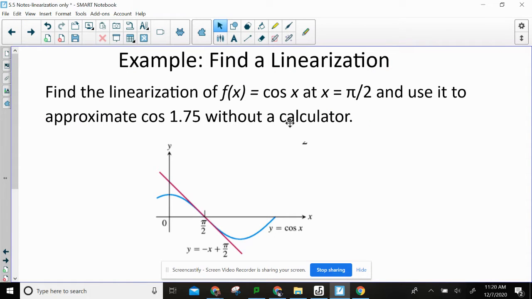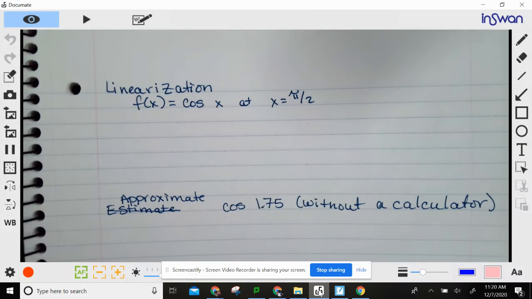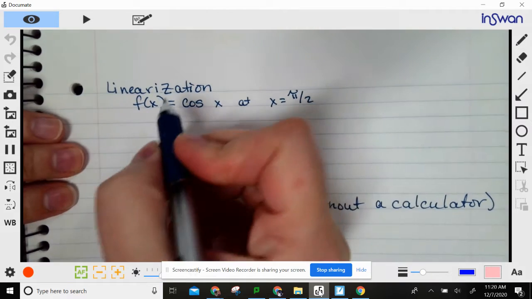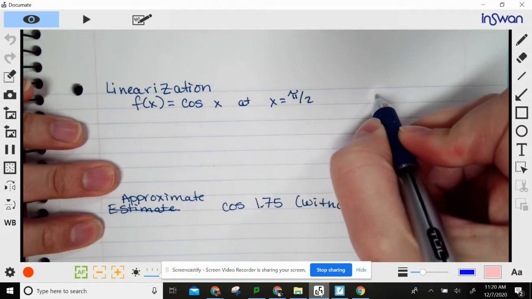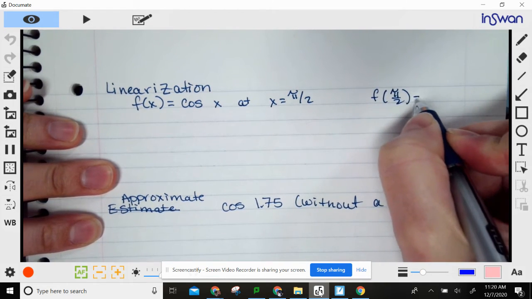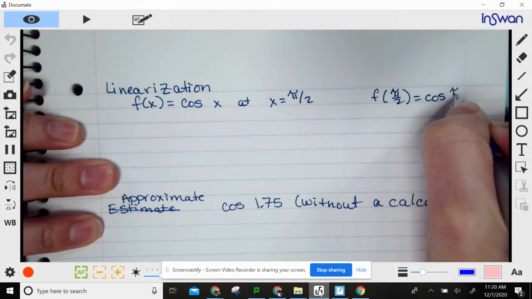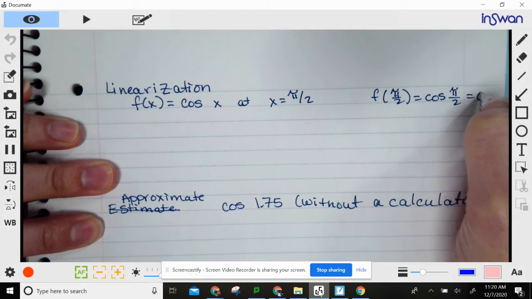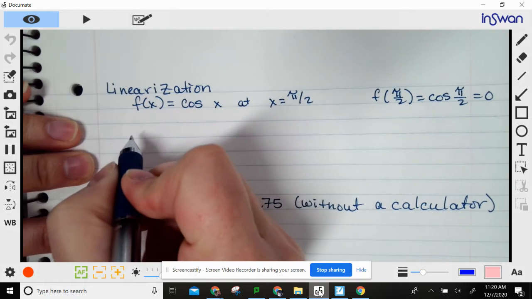So first thing we are going to do is find a linearization of cosine of x at x equals pi over 2 and use it to approximate cosine of 1.75 without a calculator. So how we're going to do this is we need to do a couple things. We need to find f of pi over 2, and cosine of pi over 2 is 0. It's at the top of the unit circle.